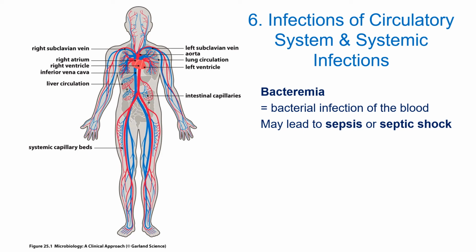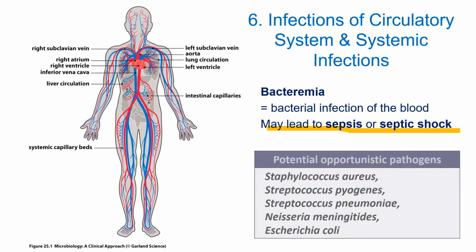The big issue with bacteremia is this may lead to sepsis or septic shock. So remember what that means. It means the immune system recognizes something in the blood that is not human and mounts an immune response. So we're looking at fever, extreme low blood pressure, and in extreme cases, things like organ failure, which can be very, very serious.